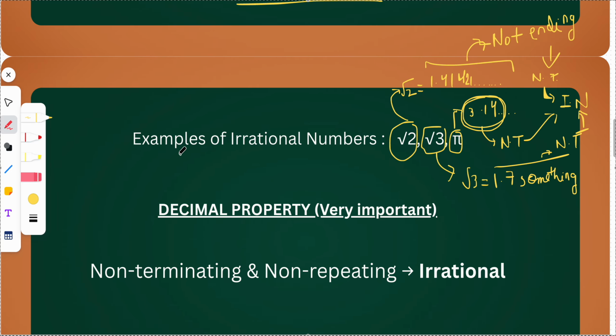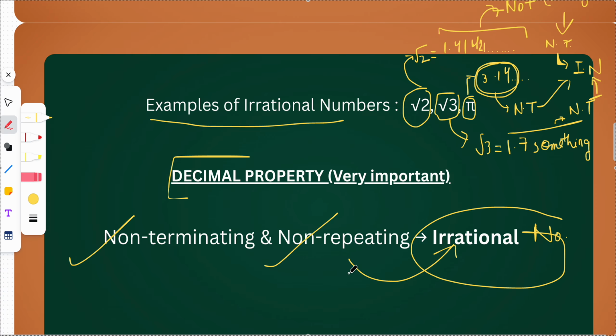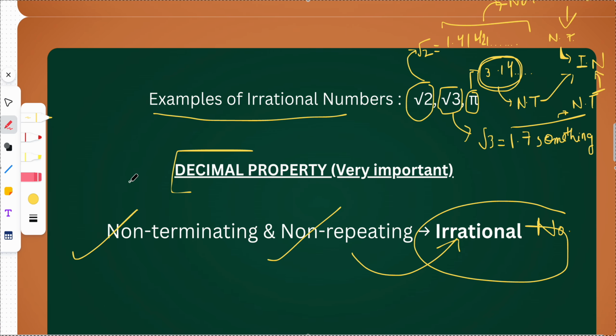I hope you are clear with the examples of irrational numbers. The decimal property of irrational numbers suggests that if a decimal expansion is non-terminating and non-repeating, then the number should be an irrational number. Got it? I hope these decimal properties and the definitions of both rational and irrational numbers are clear to you now.